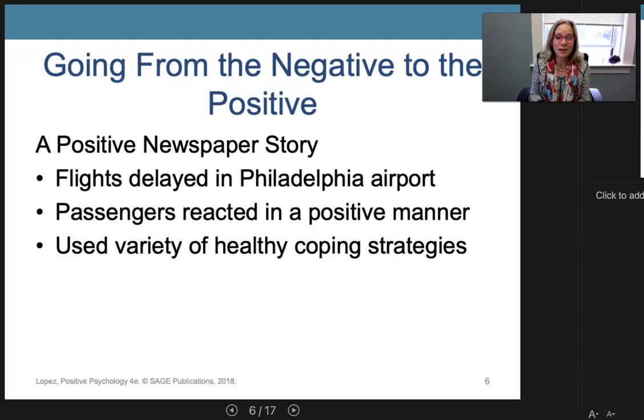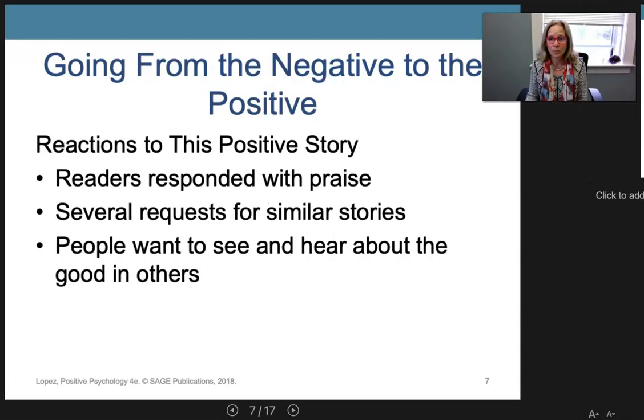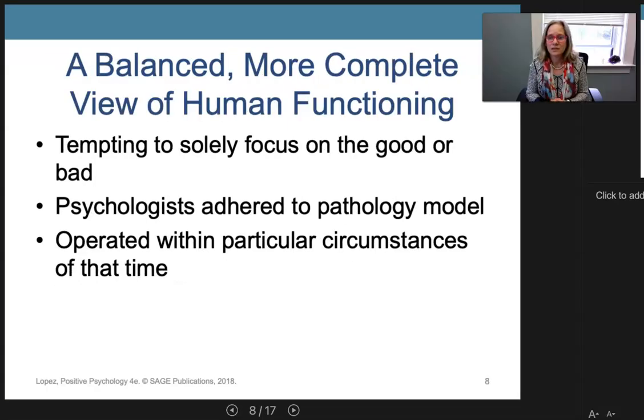And the book talked about a positive newspaper story about flights being delayed and how passengers reacted in a really positive manner and used a variety of healthy coping strategies. And people who read these stories loved it. They responded with praise. They wanted more stories like that. So people do want to hear and see about the good in others. This is all about a balanced, more complete view of human functioning.